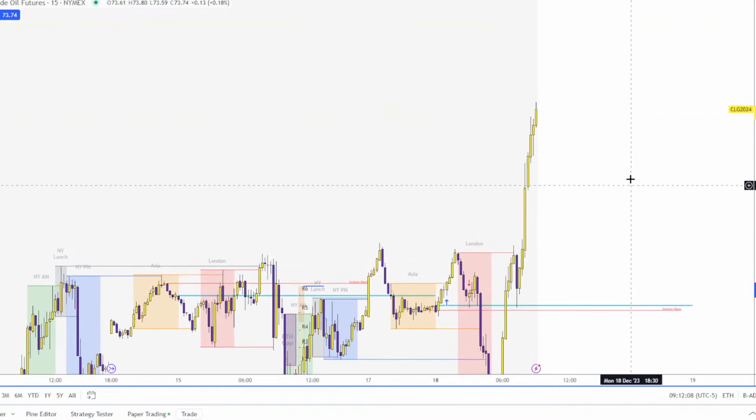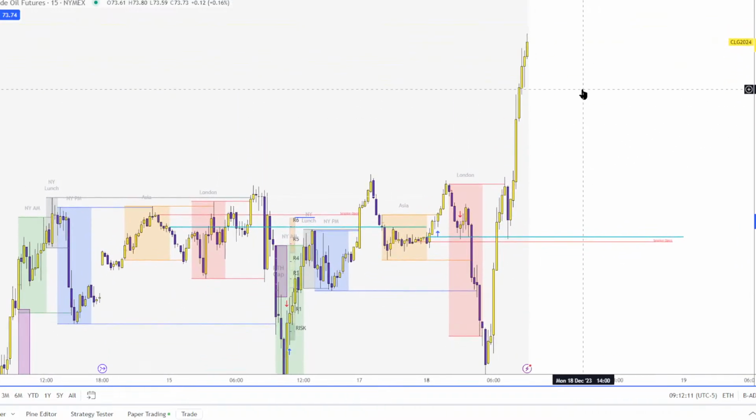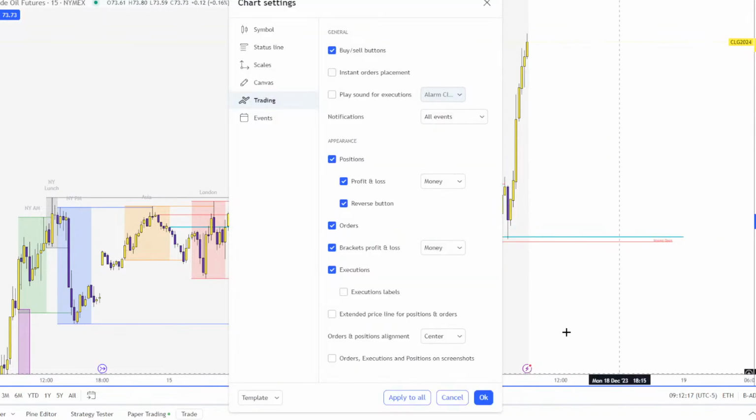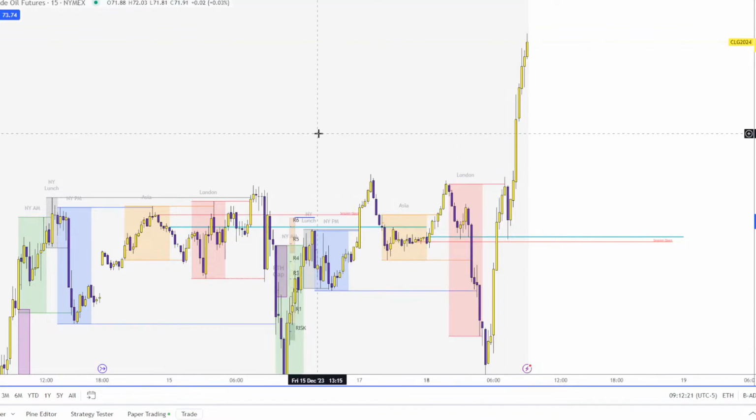So, lesson learned, and I hope you guys got a little bit of that lesson from that trade. Aim for your PD arrays. Don't overshoot them. Don't put 10 PD arrays above.